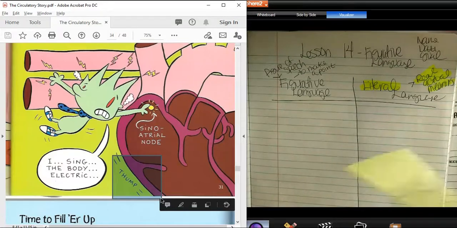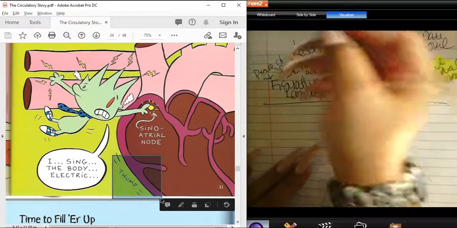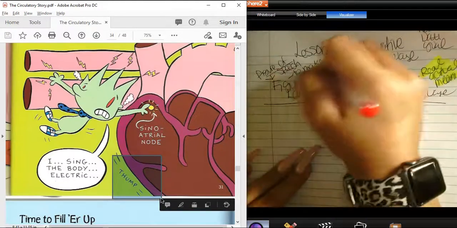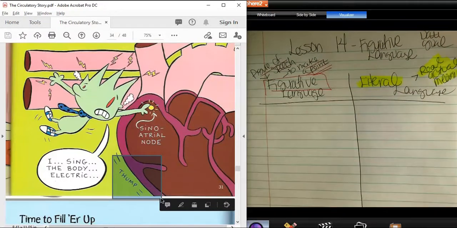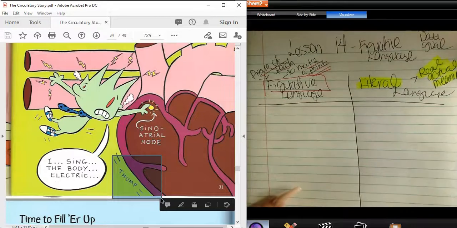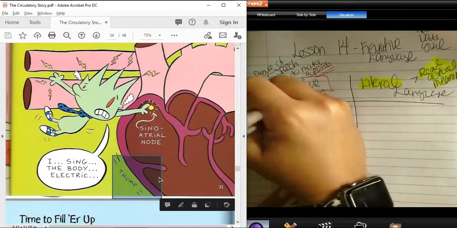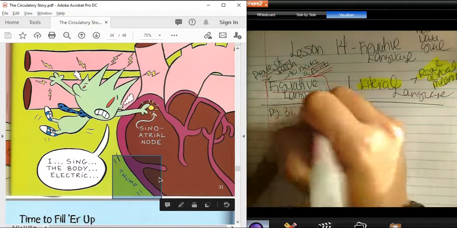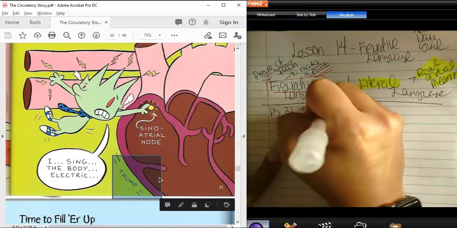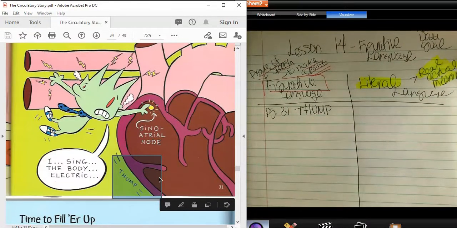If you have a different highlighter, you can use that. I'm going to use my red pen so that it can look a little different. So it's a figure of speech and it's to make a point. I know that's what figurative language is. And I know in page 31, so I'm going to write here page 31, it uses thump. So I'm going to copy it here. Now, what type of figurative language is that?